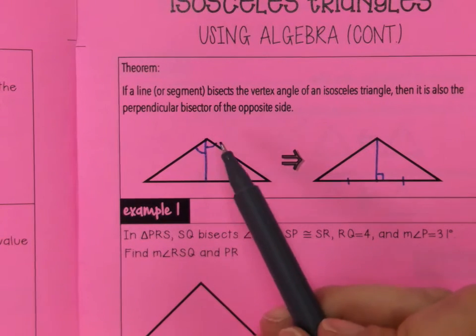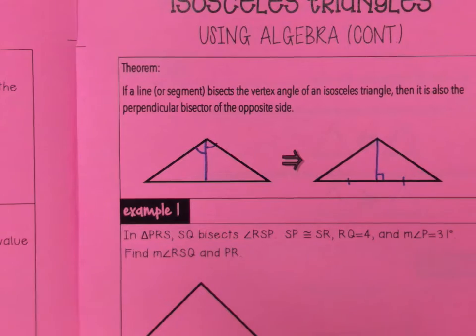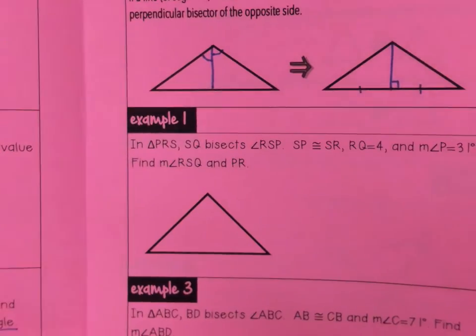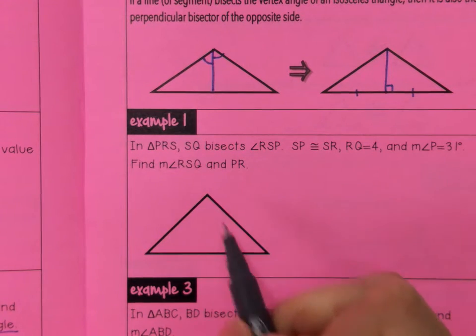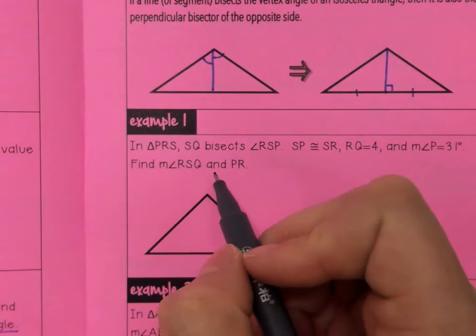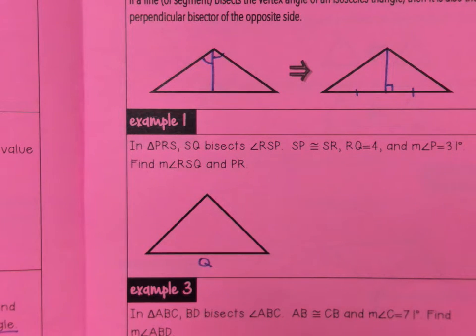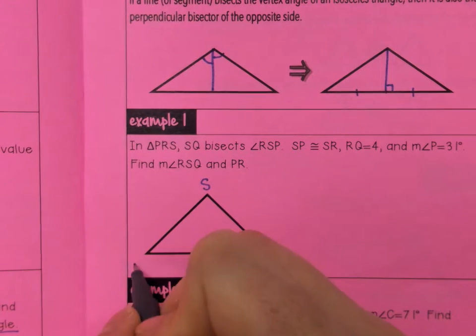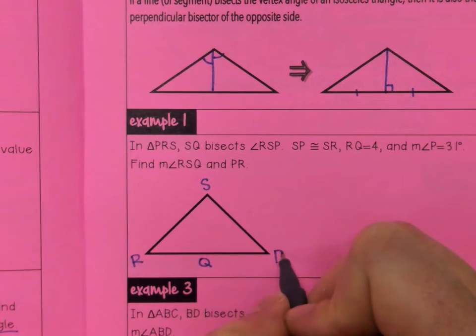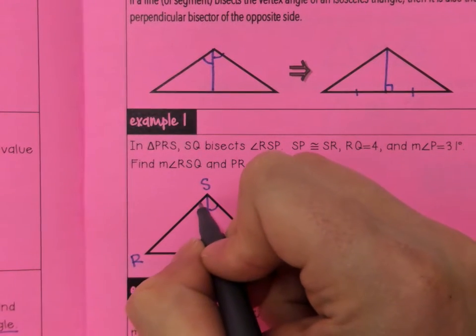So if your picture starts off looking like this, you can then draw your picture and make it look like this. So in triangle PRS, that means our vertices have to be P, R, and S. Q is not on a vertex. So Q has to be my point down here in the middle. And S has to be my angle at the top. We can label this R or P. It doesn't matter, actually, but I'm going to label it like that. If it bisects it, it means it cuts it in half.